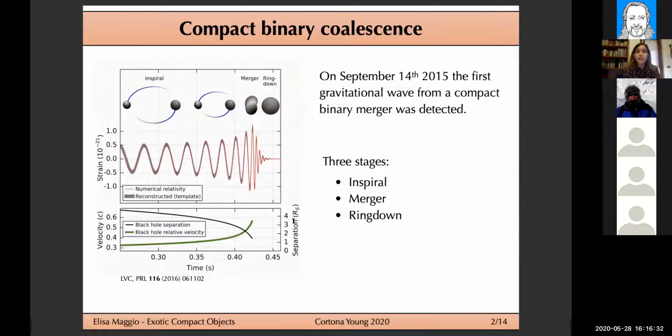On September 14, 2015, the first gravitational wave was detected. This was the coalescence of two black holes. The signal is characterized by three stages. There is an inspiral, when the two bodies orbit around each other and the emission of gravitational waves makes the orbit shrink. Then we have the merger, and then the ringdown, where the final remnant relaxes to stationary solutions.